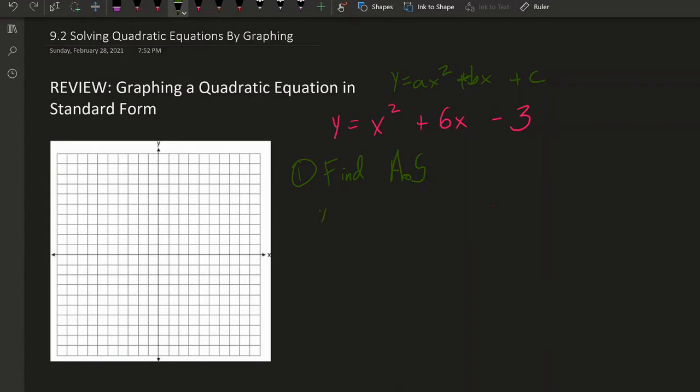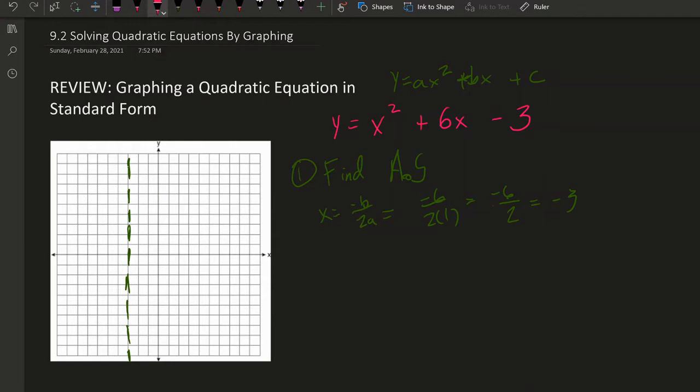The formula for axis of symmetry is x equals negative b divided by 2a, or in this case, negative 6 divided by 2 times 1, which turns into negative 6 divided by 2, which turns into negative 3, meaning that we have a line right here that's going to cut our parabola directly in half.